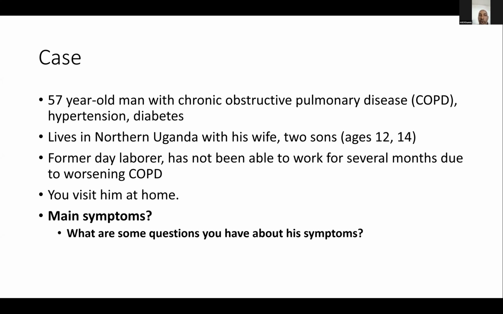You visited him at home. What are the main symptoms? Have you noticed any? What are some questions you have about these symptoms? Anybody who can give me the main symptoms? If you're interested, you can unmute and share with us, or you can put it in the chat.